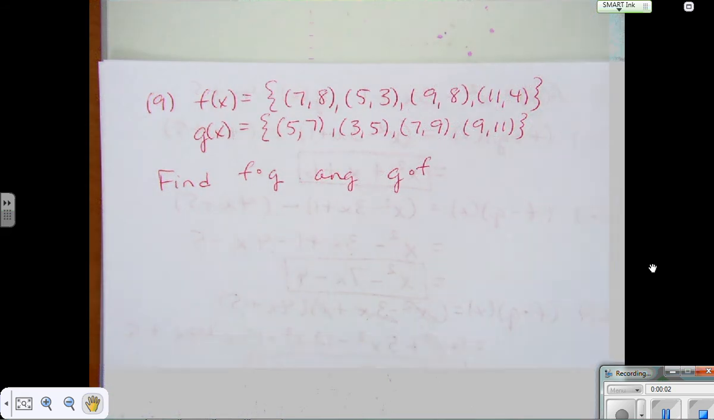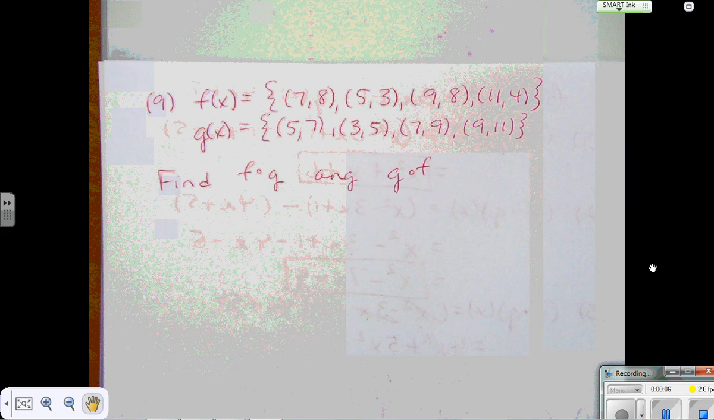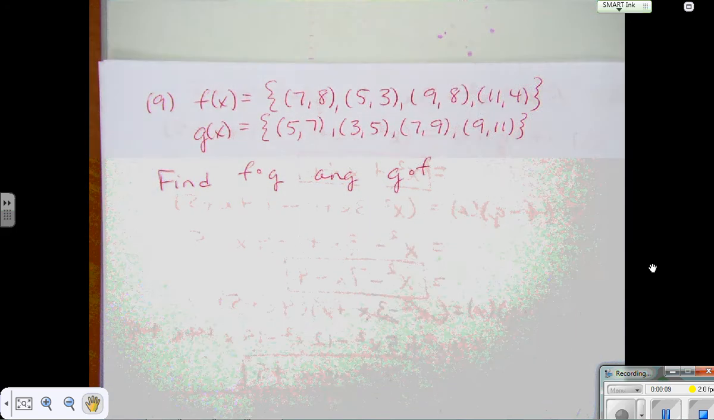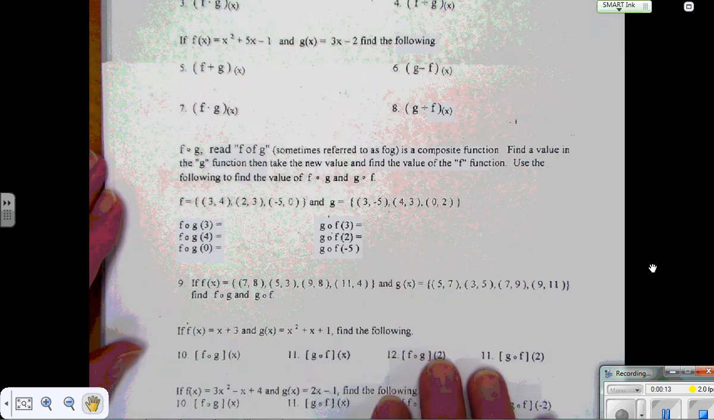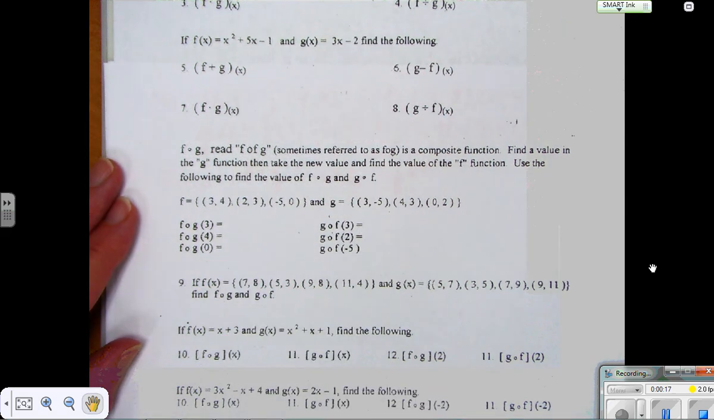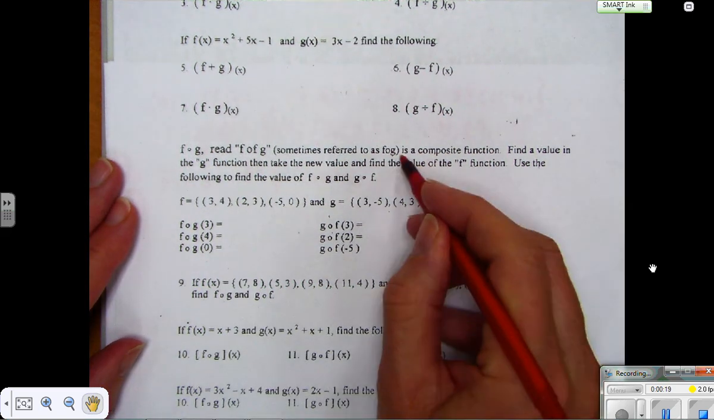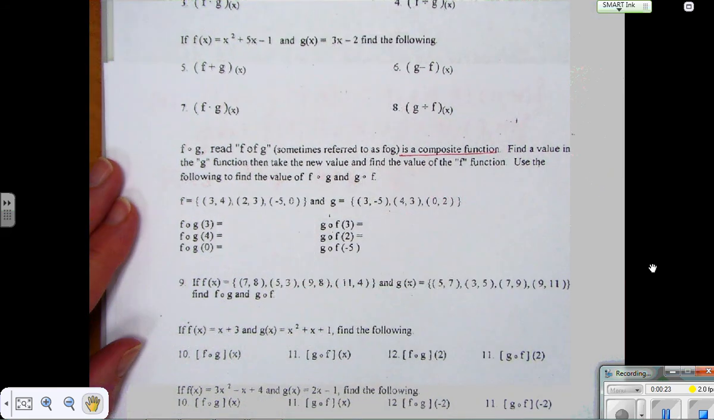Okay, so now we are going to move on to the middle part of the lesson. I'll put this on top. Let's see. And so f of g is a composite function. So it's a composite function. Find a value in the g function, and then take the new value and find the value of the f function. Use the following to find the value of f of g and g of f.